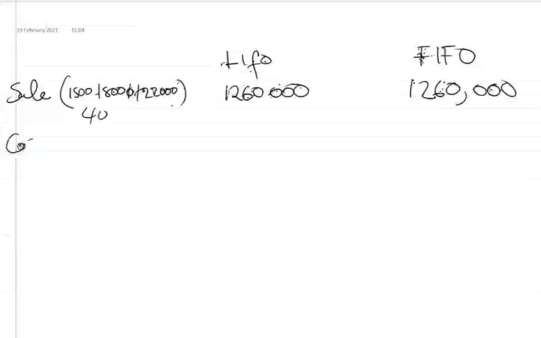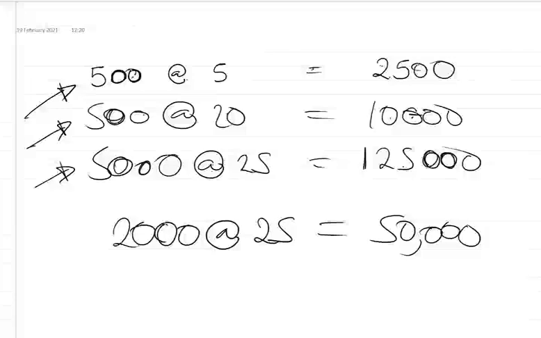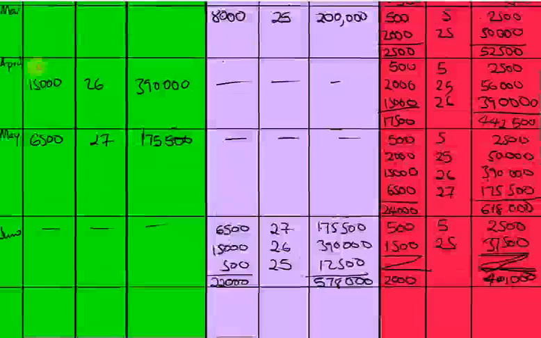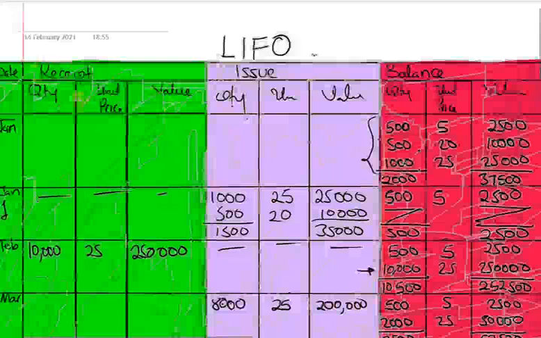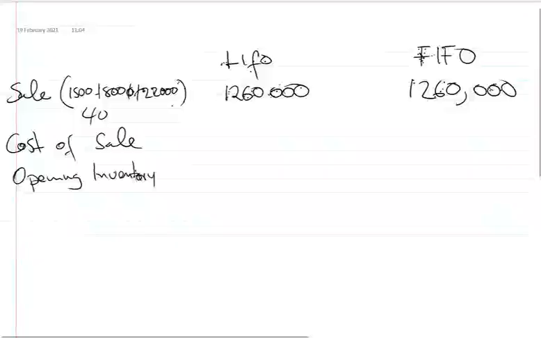But now let us go to cost of sales. Let us start with opening inventory. For opening inventory, for FIFO and LIFO, we found different values, right? With LIFO, we found that the opening inventory was 37,500. While for FIFO, we found that it's 50,000.